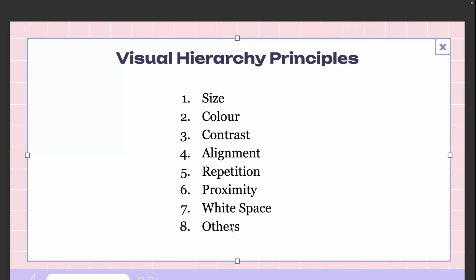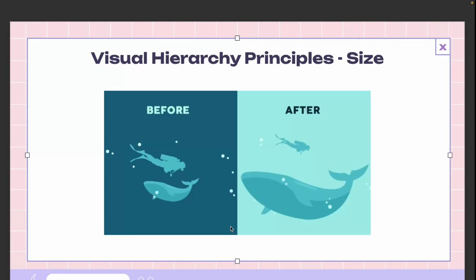That is why I've mentioned it there. But the other principles are very, very prominent. It's literally the same everywhere in the universe, right? So size, color, contrast, alignment, repetition, proximity, white space. We'll see each one in depth. The very first thing is size.